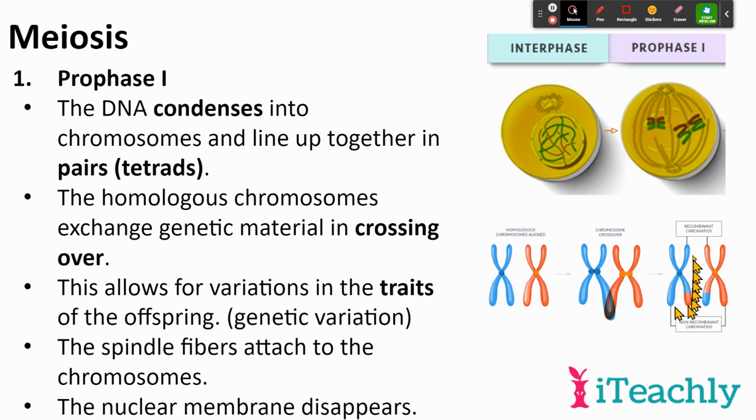And so this is a recombinant chromosome then, right? So this happens when they're right here. When they're hooked together, that's when this crossing over happens. And so this allows for variations in traits in the offspring. The spindle fibers are going to attach to the chromosomes, right? So you still have the spindle fibers coming from the centrioles, and the spindle fibers are going to attach to the centromeres, and the nuclear membrane right there is going to disappear.